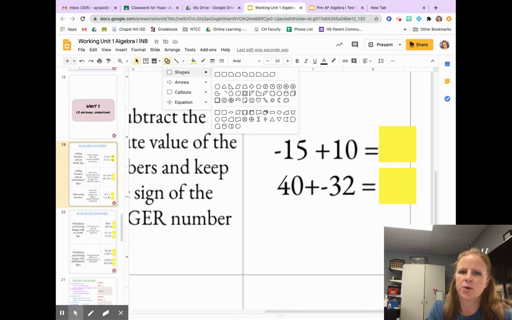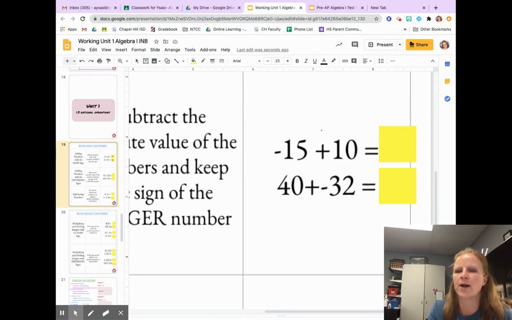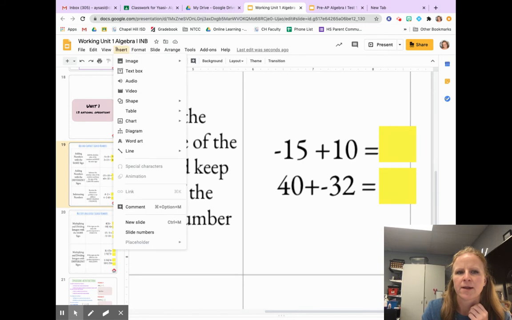So I'm going to put, let's see if I can do this, a circle around the bigger number. Which one's bigger? That's not going to work. Maybe I'll do underline. Maybe I'll do a little line underneath. Insert, shape, nope, insert line, line.